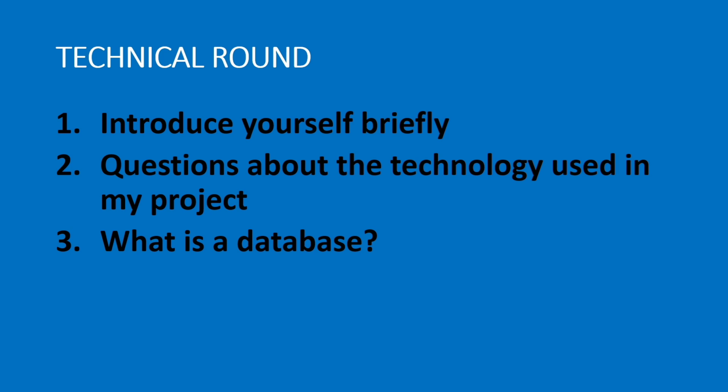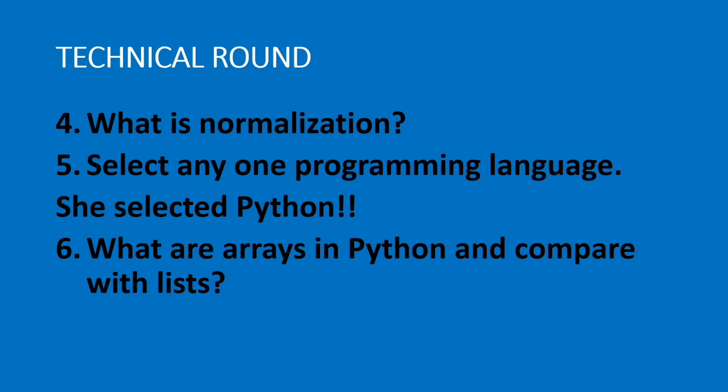The second question was related to the project, and the questions like the technology used in the project or software used in your project, and also any conflicts faced during the project. So you must be ready to face these kind of questions, and also any cross questions after you had explained the project. So finally, what is a database? Definition of the database. Moving on, she was asked about normalization. What is normalization? This is related to the databases, and then she was asked to choose any one programming language.